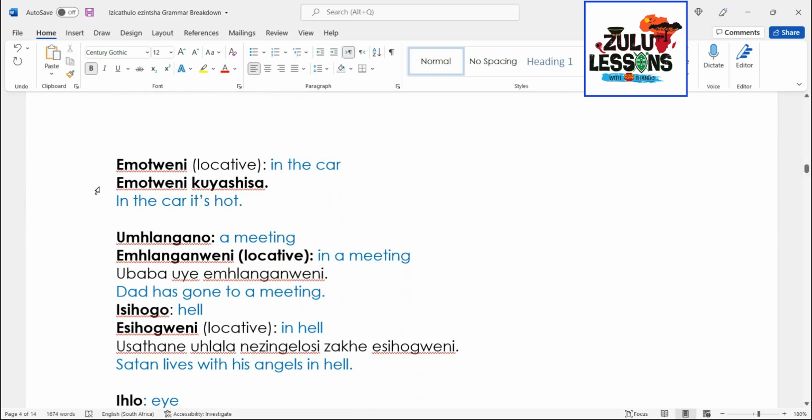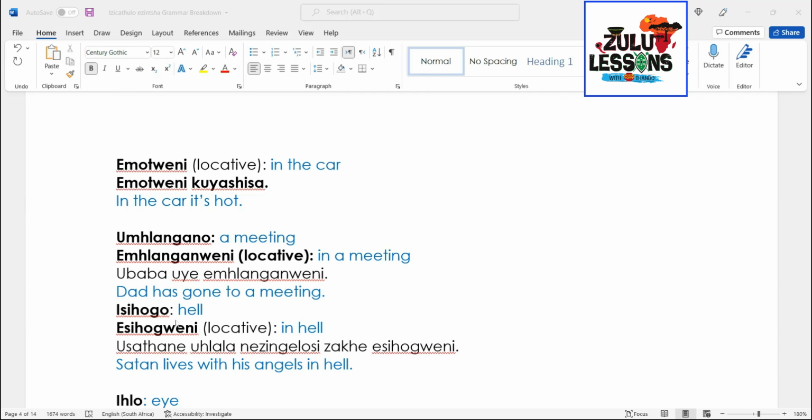Emotweni uyashisa. In the car, it's hot. I could also swap this around and say, uyashisa emotweni. It's hot in the car.